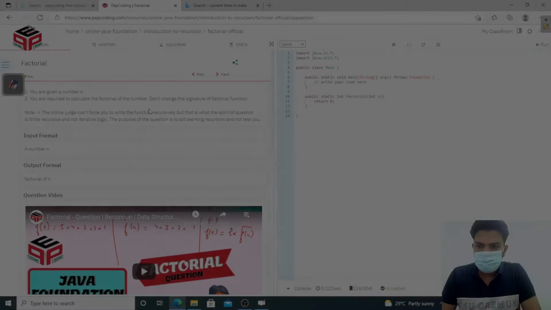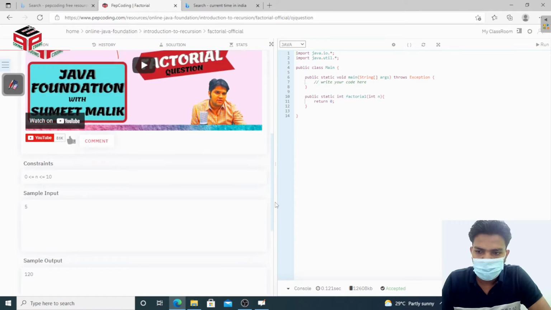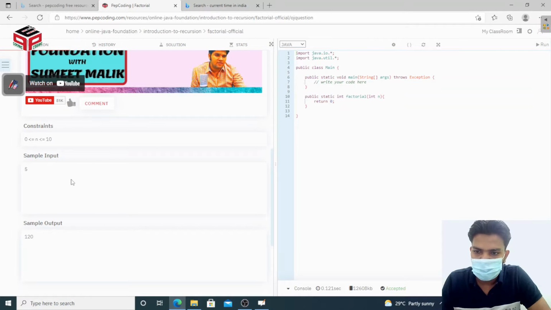Welcome guys. In this question you have to calculate the factorial of a given number. We have been given the number 5, and you have to calculate the factorial of 5. So what is the factorial of 5?